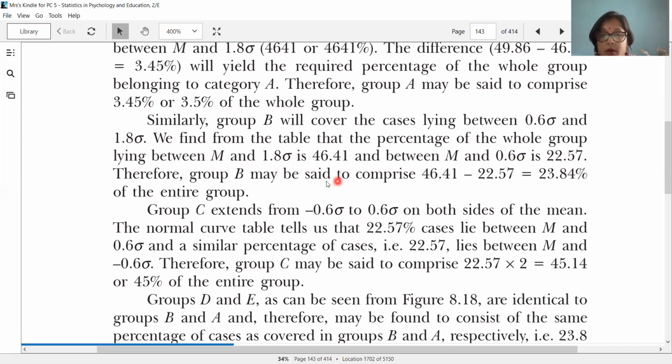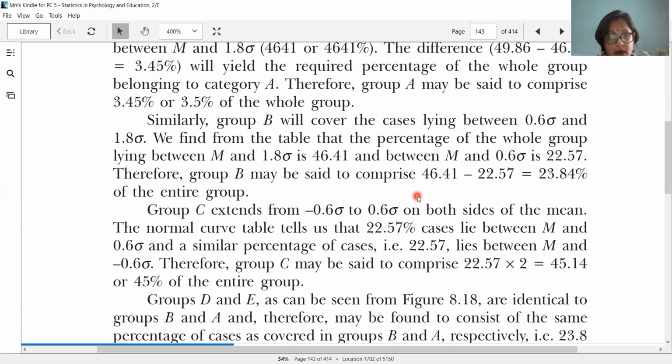So in order to find out the percentage of cases lying in area B, we need to subtract 22.57% from 46.41%, and we get 23.84% as the area comprising B.